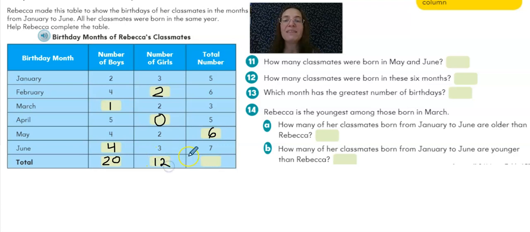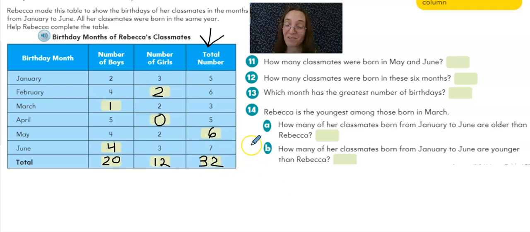This final intersection is the total number altogether. The total number of children and this total number of children. In fact, at this particular intersection, it doesn't matter which way you go. I could add up all these numbers, or I could just put these two together. And adding 20 plus 12 seems a little easier to me. So I know that there are 32 children that Rebecca counted here.